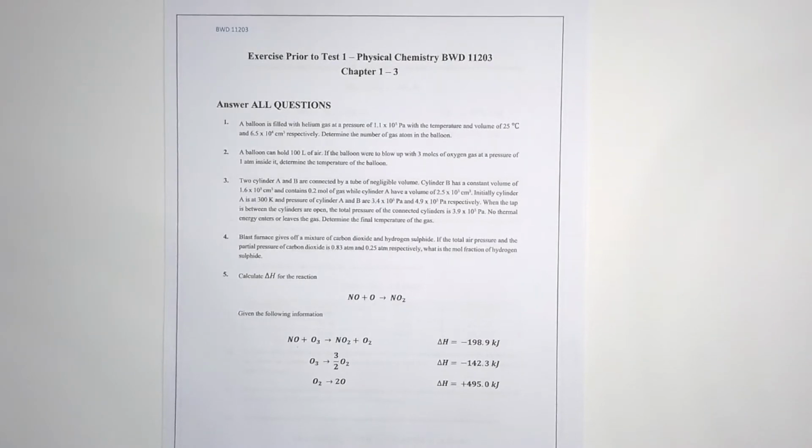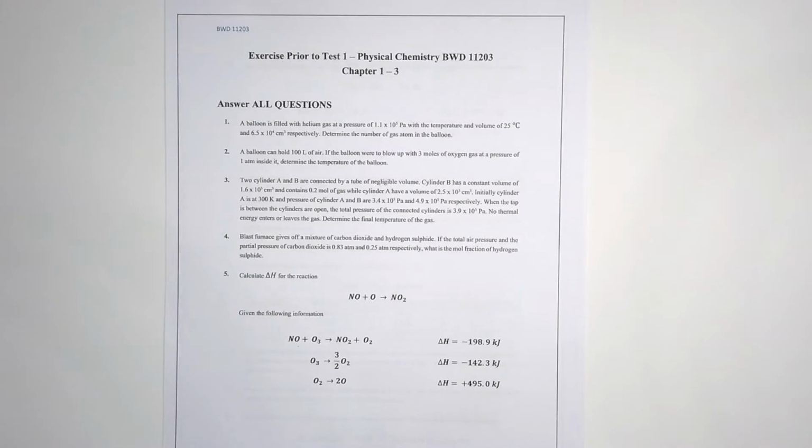Then the tap between the cylinders is opened. The total pressure of the connected cylinders is 3.9 times 10 to the power of 5 Pascal. No thermal energy enters or leaves the gas. Determine the final temperature of the gas.